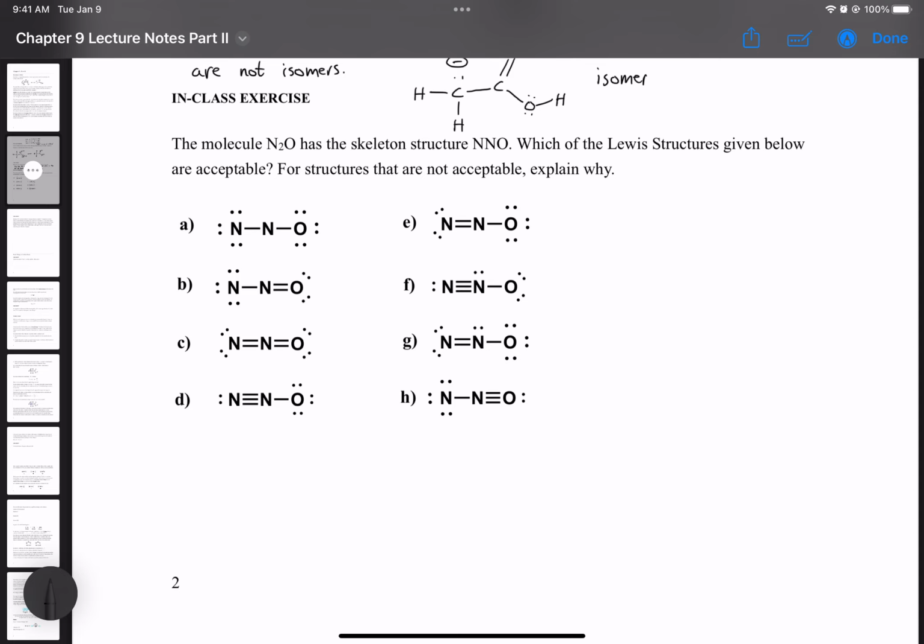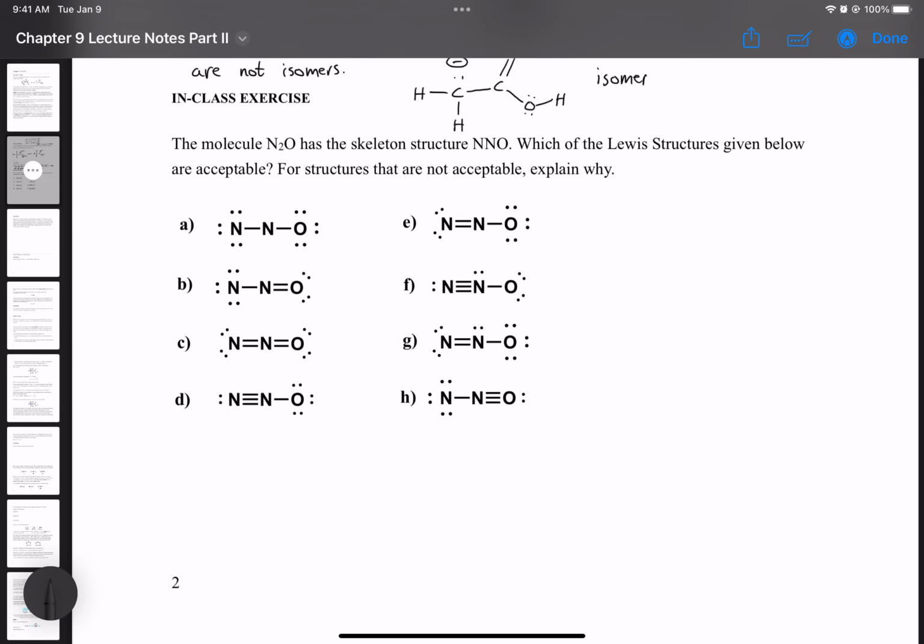Which one of these structures is acceptable for this molecule? I think it's particularly helpful to evaluate resonance structures. So which structures are acceptable, which ones are not? Let's explain why. All right.